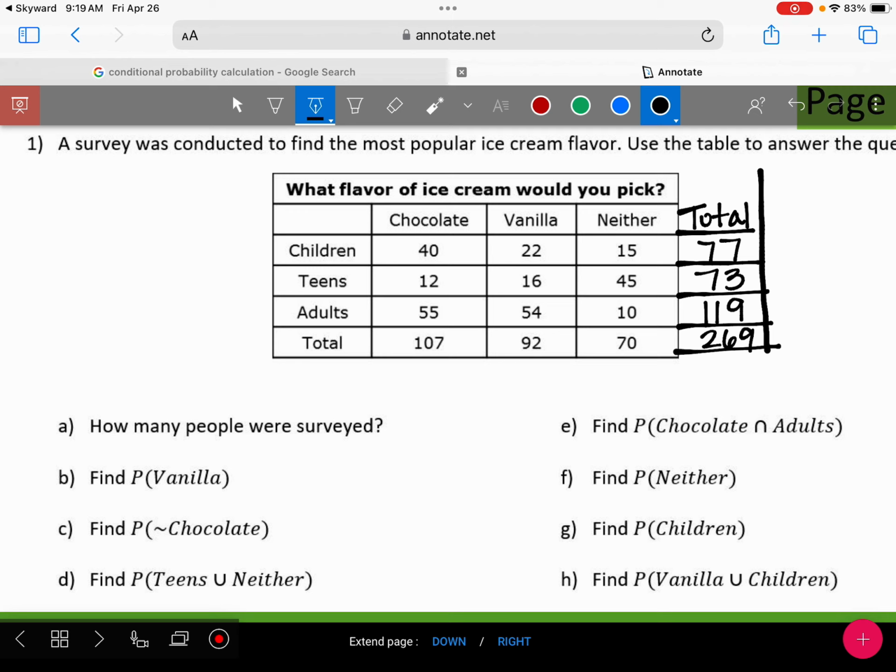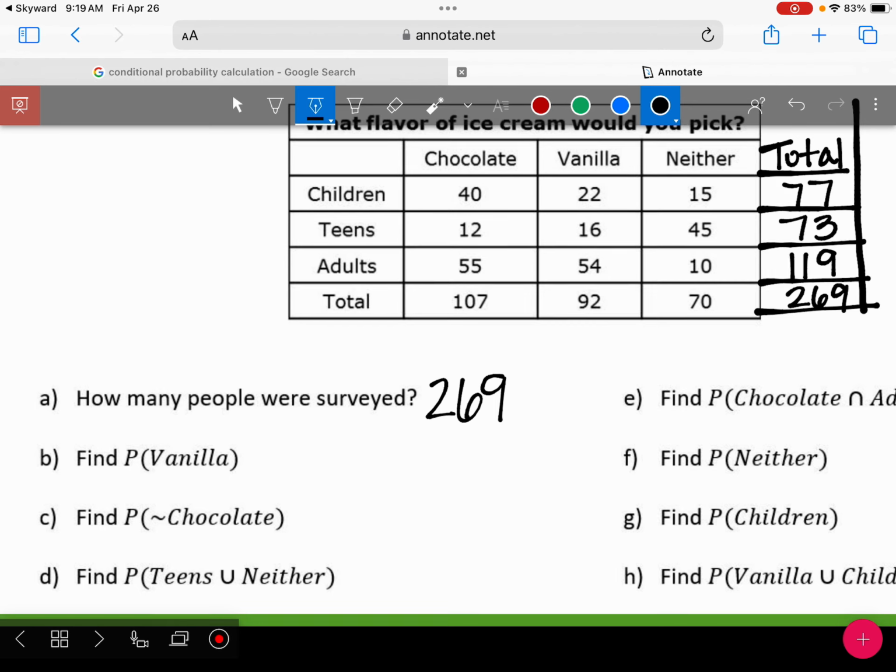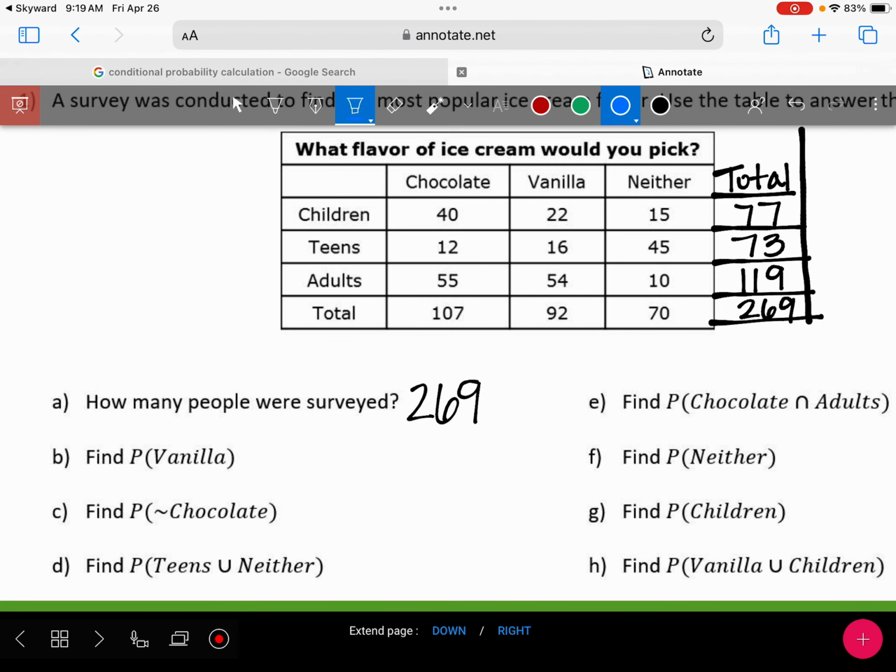269, right here. This is your total. Altogether, they surveyed 269 people. That's how many people they surveyed. So that means when we write all of our answers, it's going to be over 269 because that's our total. So the probability that the person selected said that they like vanilla would be, because there are 92 people altogether who said they like vanilla, 92 over 269.